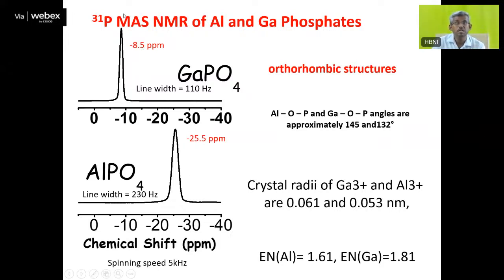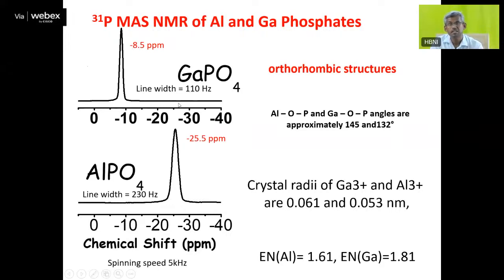In this case, P31 MAS NMR is used. P31 means phosphorus 31, the isotope of phosphorus which is NMR active. It is 100% abundant, so this is a highly sensitive nucleus, unlike silicon. Within 1 or 2 scans, we can get a phosphorus NMR signal, a very sensitive signal. You can see here the chemical shift is around -8.5 ppm.